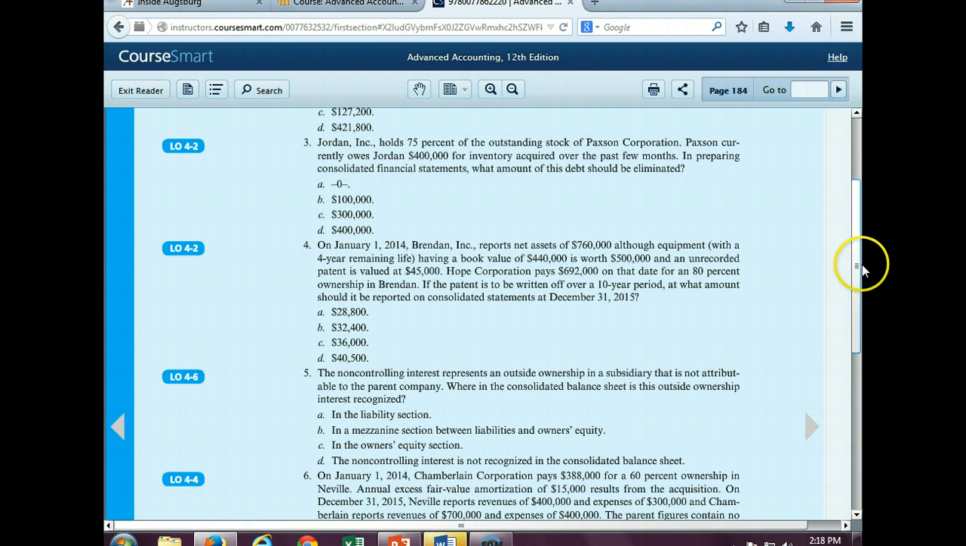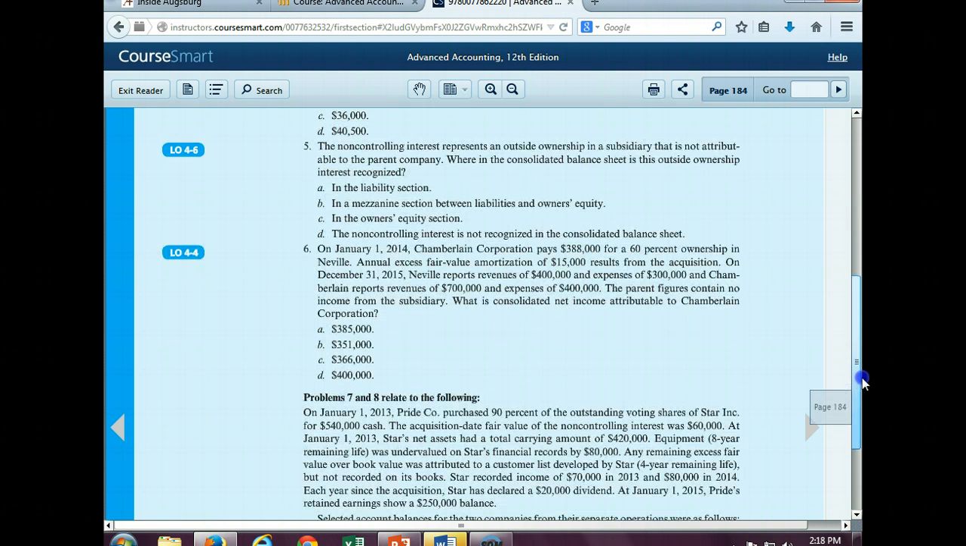Number 6. On January 1st, 2014, Chamberlain Corporation pays $388,000 for a 60% ownership in Neville. Annual excess fair value amortization of $15,000 results from this acquisition.